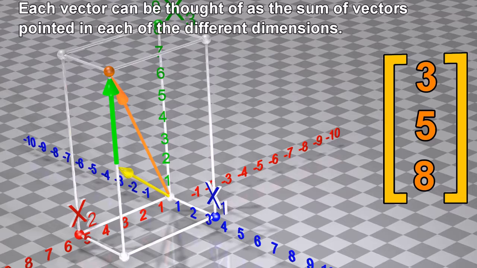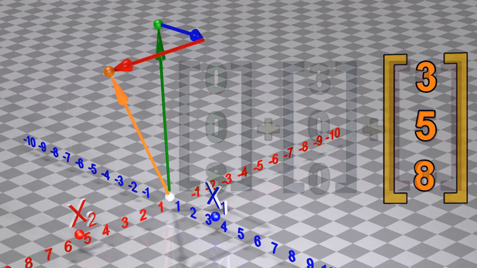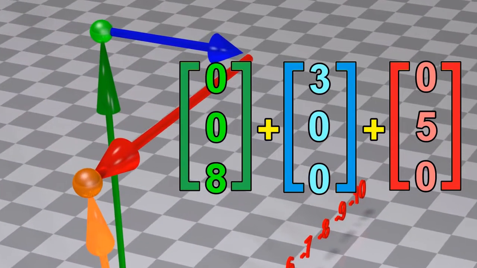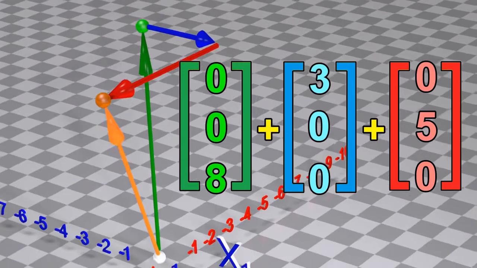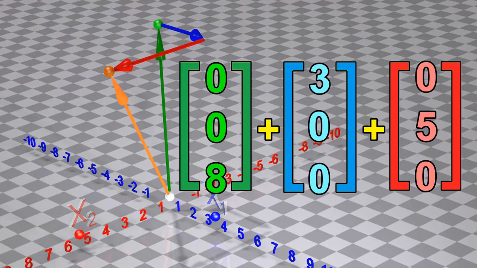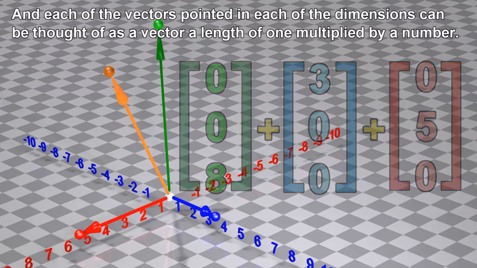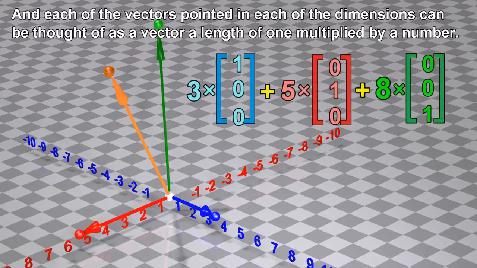Each vector can be thought of as the sum of vectors pointed in each of the different dimensions. And each of the vectors pointed in each of the dimensions can be thought of as a vector of length 1 multiplied by a number.